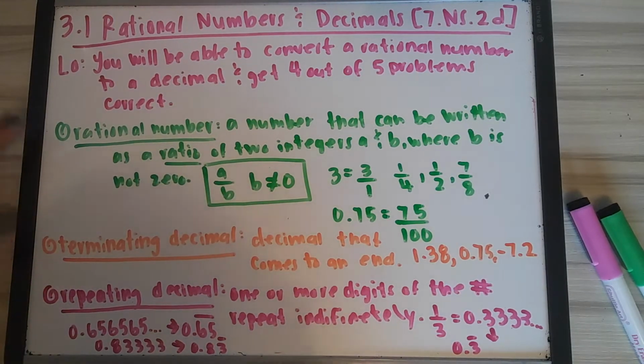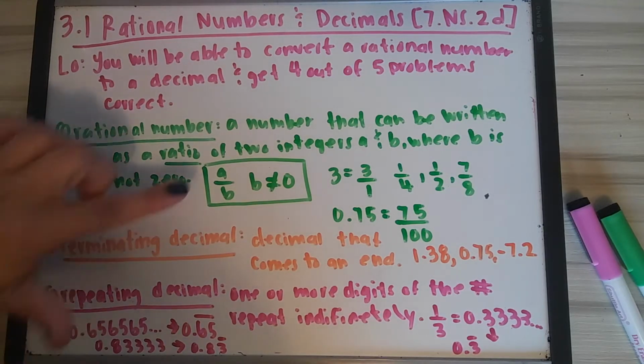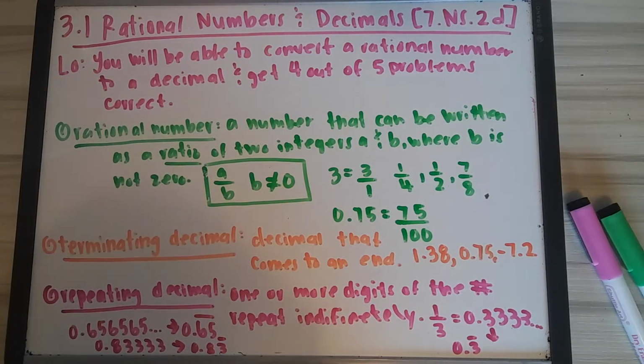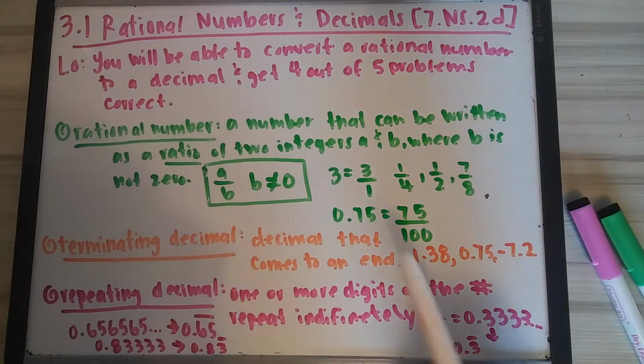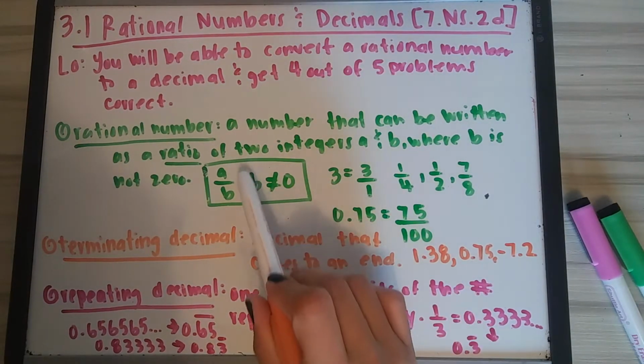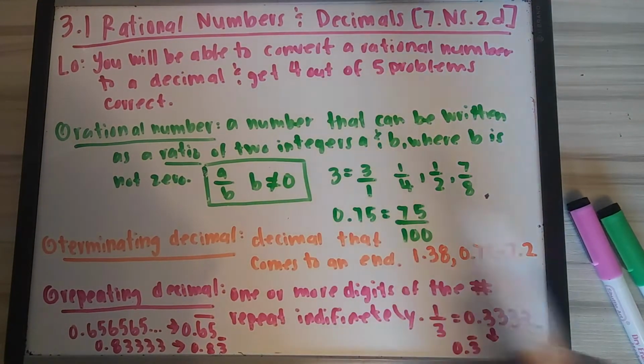So a rational number is a number that can be written as a ratio. Remember, a ratio compares two quantities of 2 integers, a and b, where b is not 0. Your denominator cannot be 0 because otherwise the number is undefined. For instance, 3 I can rewrite as a over b. Why? Because I can do 3 divided by 1, and that just gets me 3.